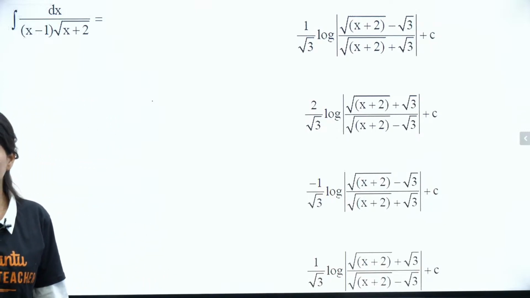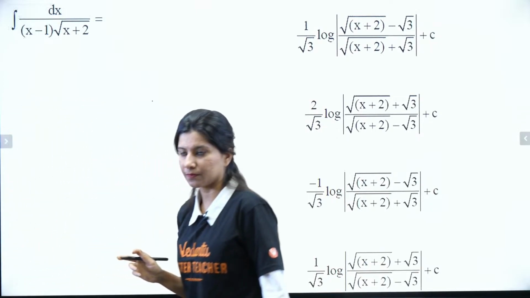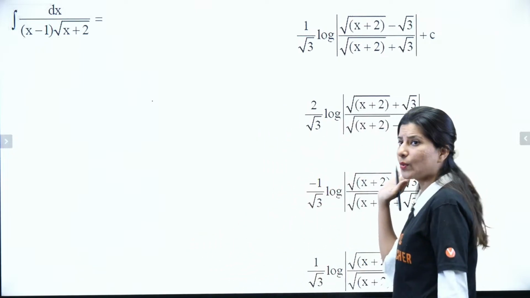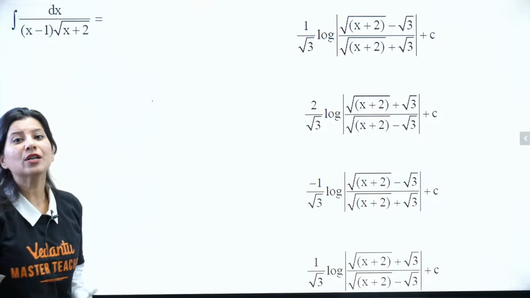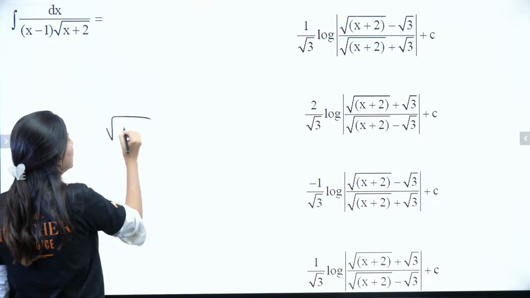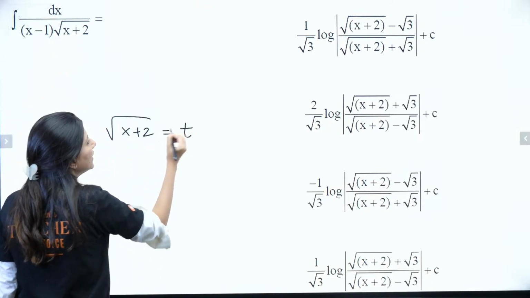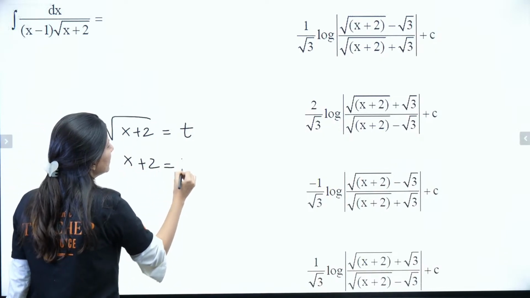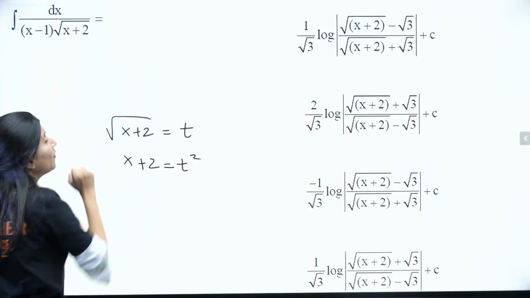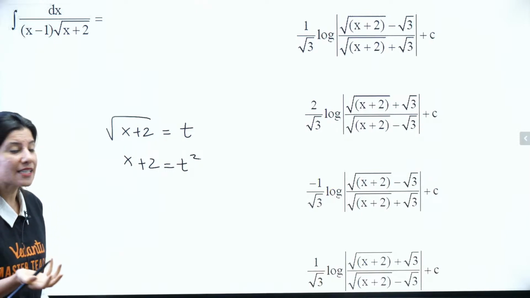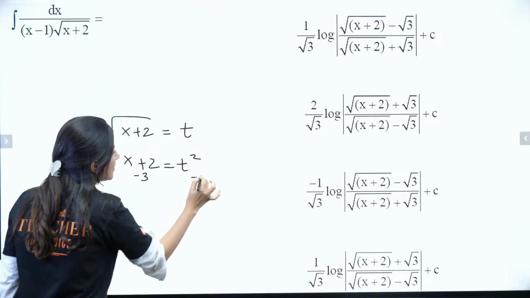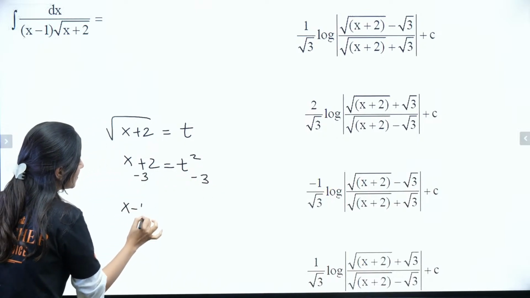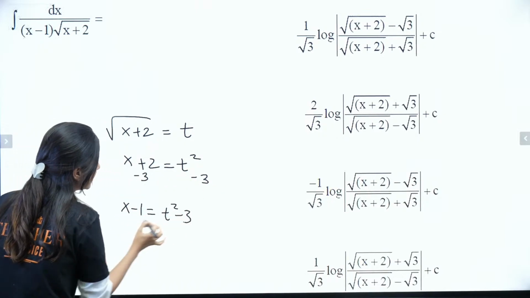Now we are having another question. Very basic question. I always tell you, whenever you see square root, what should you do? So root x plus 2 should be equal to t, so that x plus 2 becomes t square. But we are looking for x minus 1 as well. What is x minus 1? For that you have to subtract 3 on both the sides. So you are going to get x minus 1 is equal to t square minus 3.